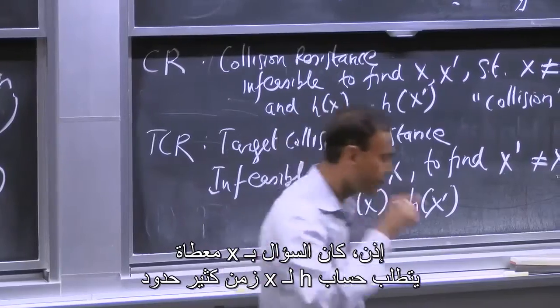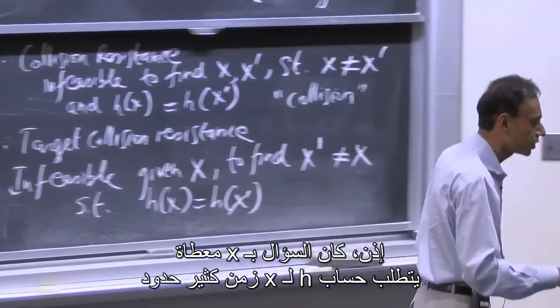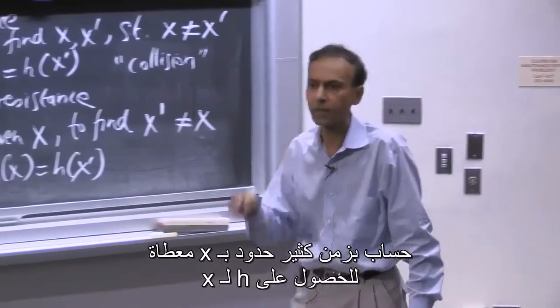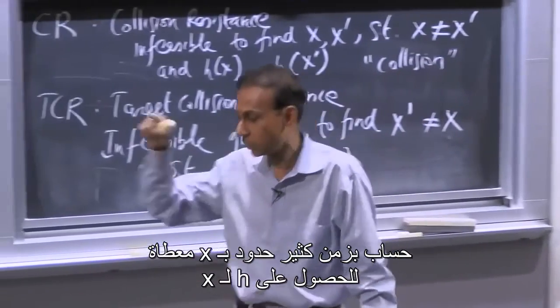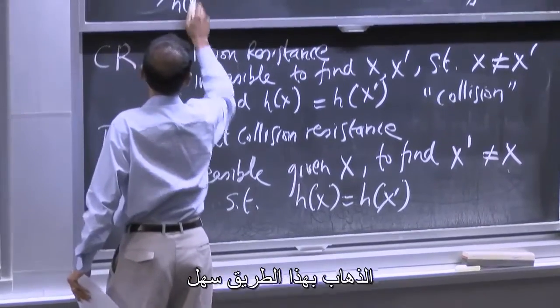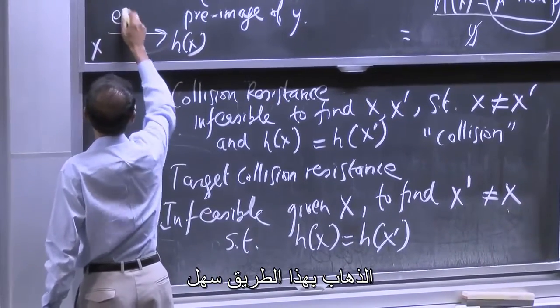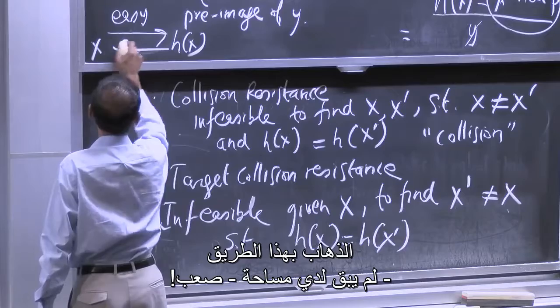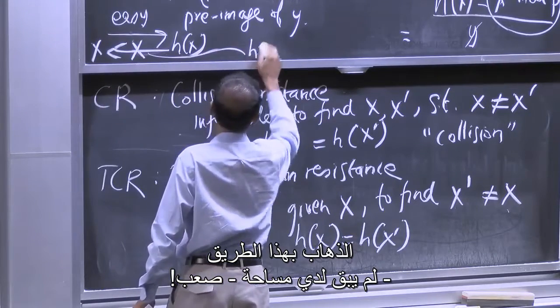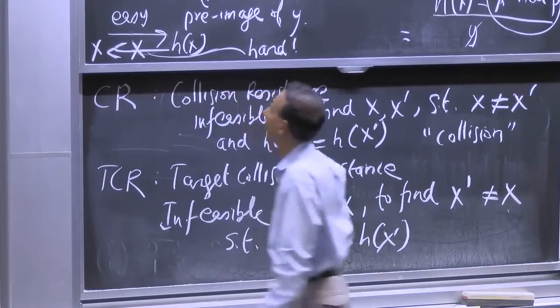So the question was, given an X, it's a polytime computation to get H of X. Absolutely. Public polytime computation, given an X, to get H of X. So going this way is easy. Going this way, ran out of room, is hard. Okay?